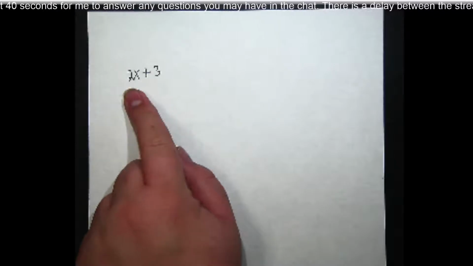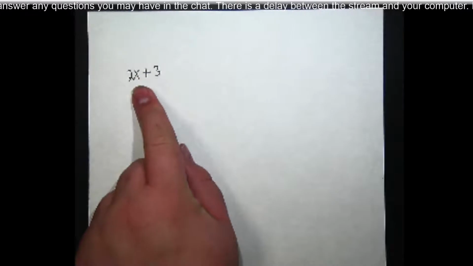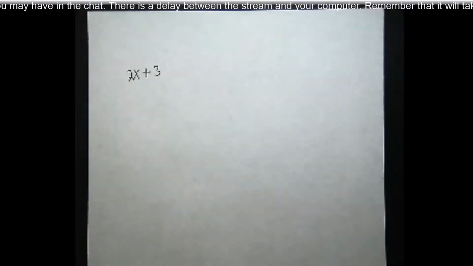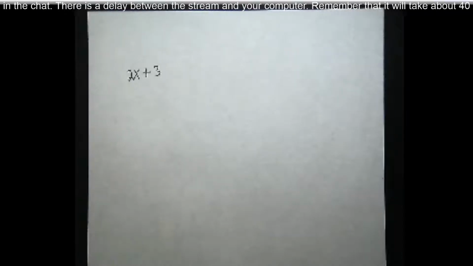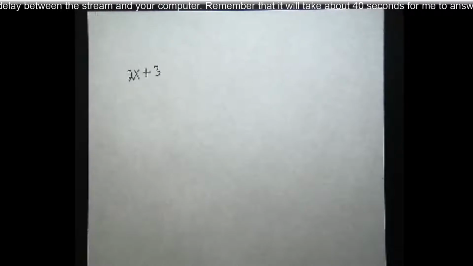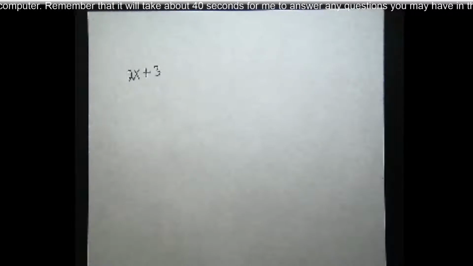We can't actually multiply 2 and x because we don't know what x is. We can't add 3 to that because, again, we don't know what x is. So without knowing what the value of x is, this is as far as we can get to the actual value of this expression. Now sometimes this is fine, sometimes this is what you want. We'll talk more about that later on in the semester.